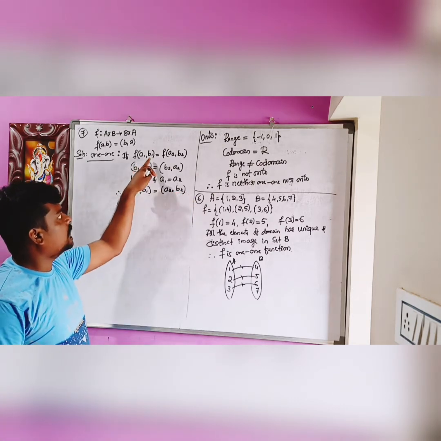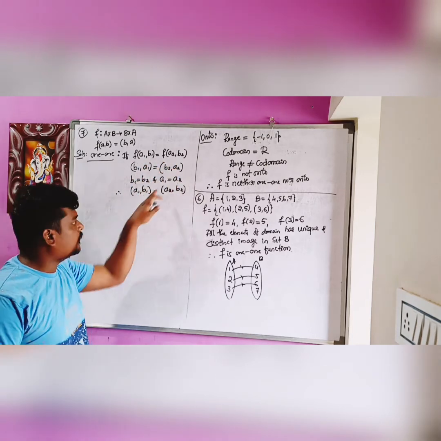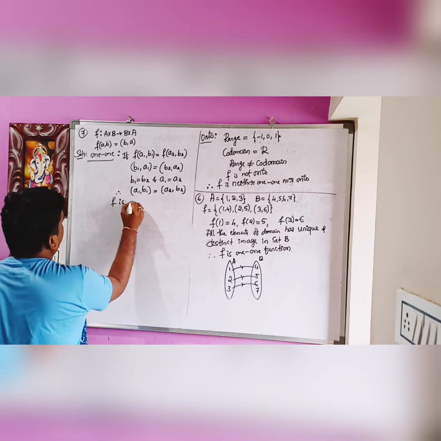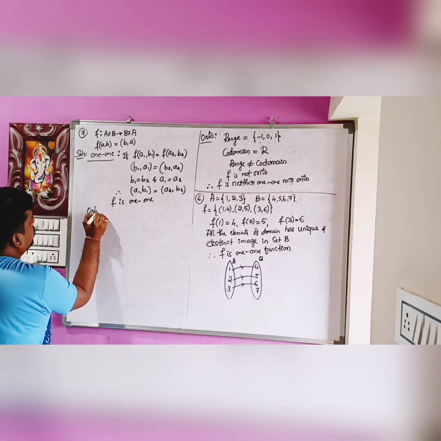f of (a1, b1) is equal to f of (a2, b2), means f of x1 equal to f of x2. We have proved x1 is equal to x2. This is enough for saying that f is 1-1.